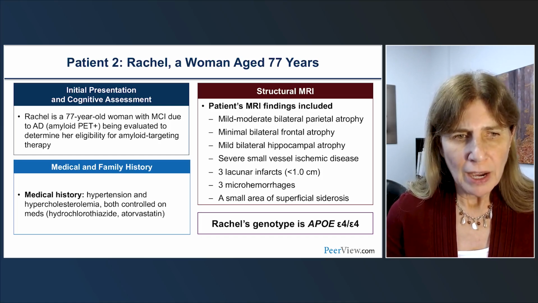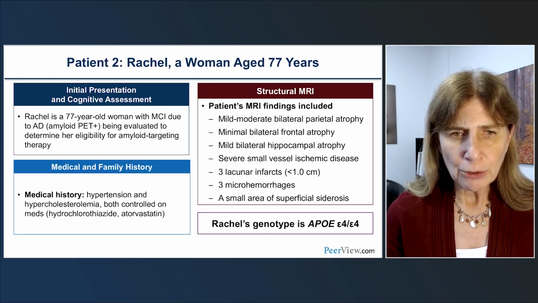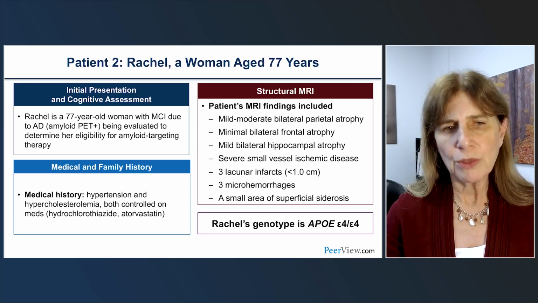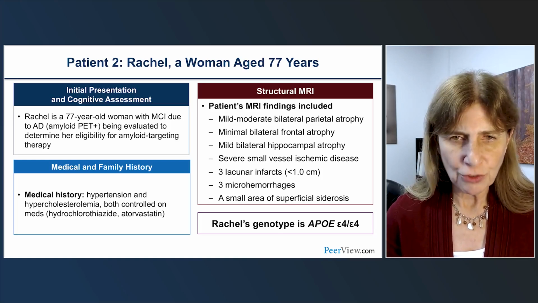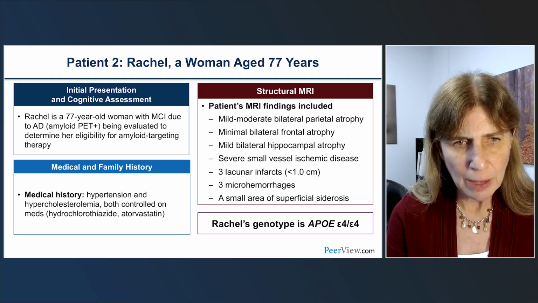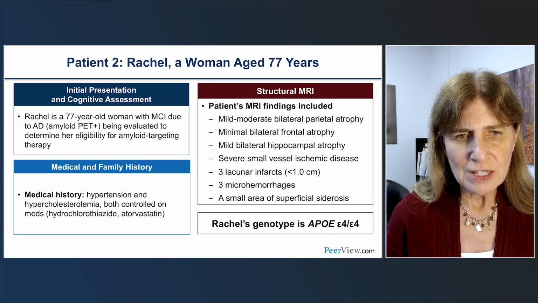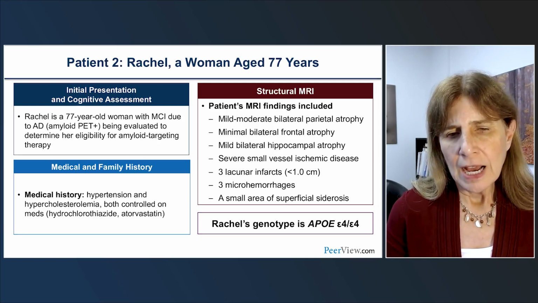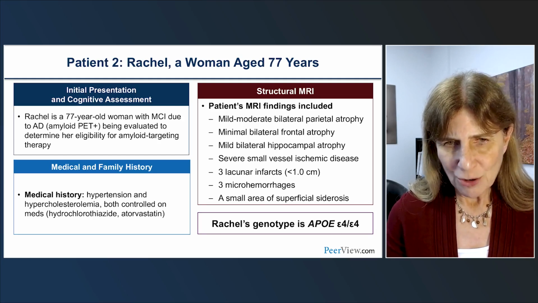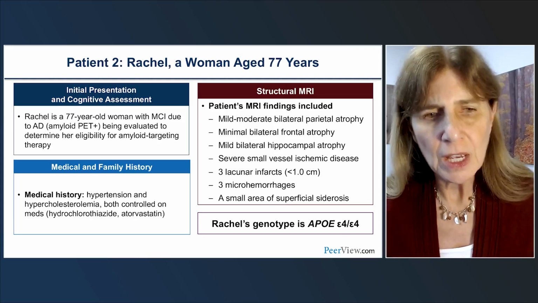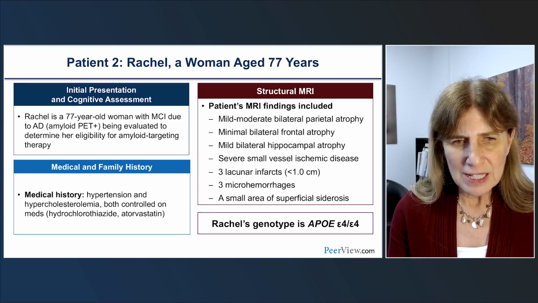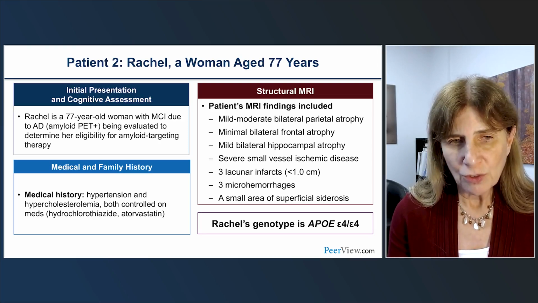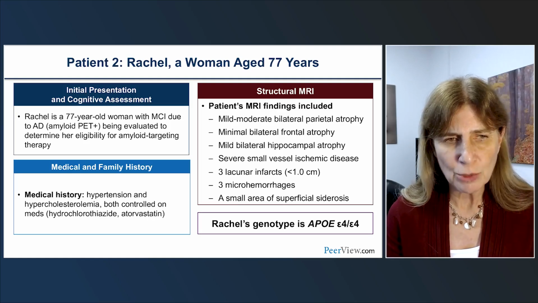Her pre-treatment MRI, however, is informative. She has mild to moderate bilateral parietal atrophy, so that focal atrophy goes along with Alzheimer's disease. It's not unexpected. She has minimal bifrontal atrophy, fine. Mild bilateral hippocampal atrophy, again, not unexpected in Alzheimer's disease. But here's what we're getting into now. Severe small vessel ischemic disease. 3 lacunar infarcts, and I think you heard Eric say, more than 2 is putting her at a higher risk for ARIA. And she has 1 area of superficial siderosis. So she's somebody now who already has some evidence of small vessel disease, a significant amount of it, and some underlying CAA related to her Alzheimer's disease.